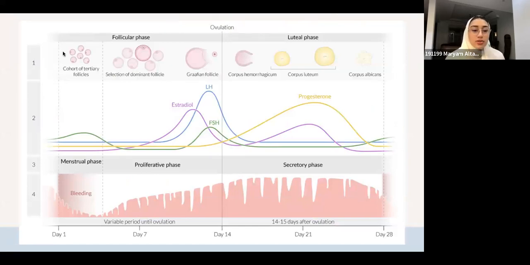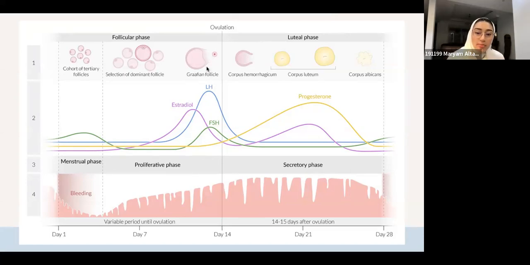So you have your tertiary follicles. You get a selection of your dominant follicle. And remember, this one continues to secrete estradiol, which you can see here, until it gets above a level. And then that causes your pituitary to start to secrete a lot more LH and FSH. This LH surge is what causes your ovulation to happen. Okay. And then this travels through your fallopian tubes, waiting to be fertilized.